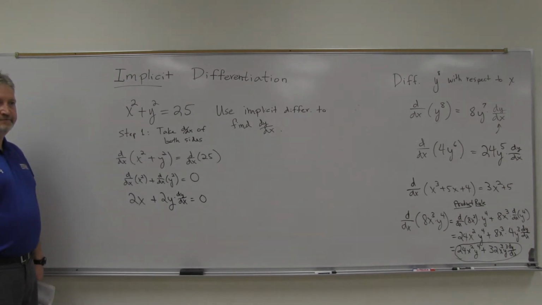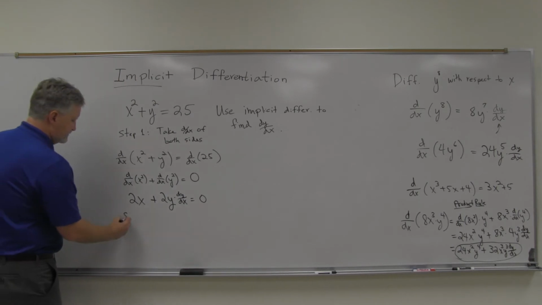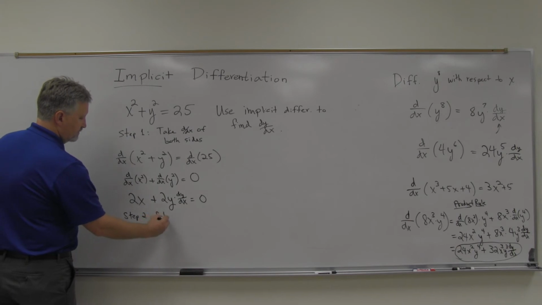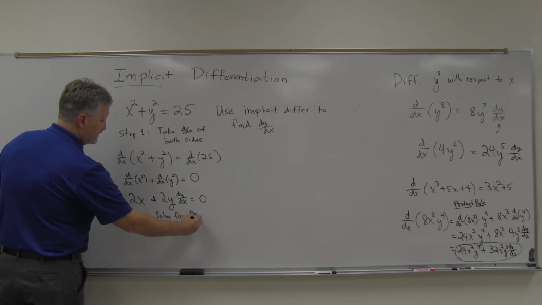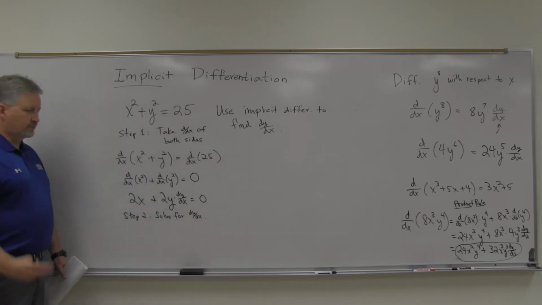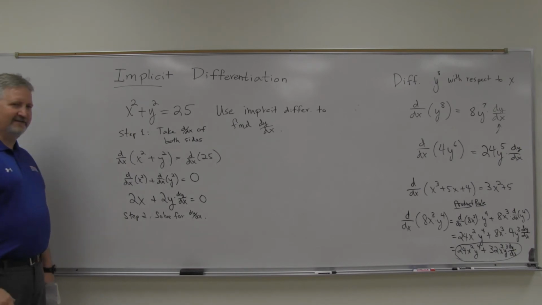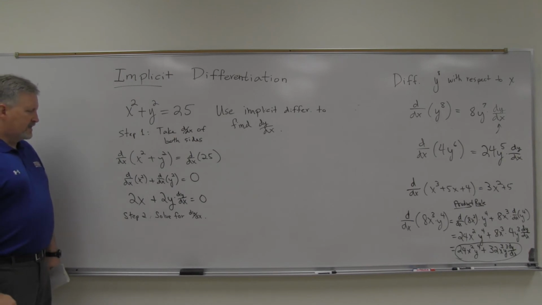See the difference of those two? Okay. So that's step one. Take d dx of both sides. Step two is then solve for dy over dx. It's really a two-step process. Sometimes it takes longer than others. These can get quite lengthy, but not generally too bad.